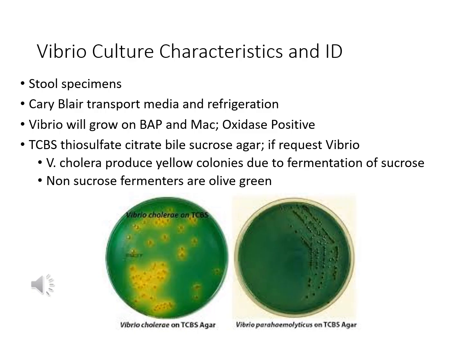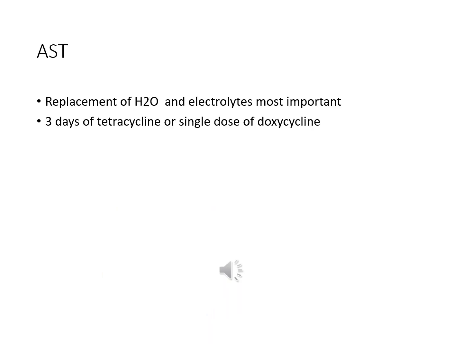Vibrio cholerae will produce yellow colonies because they're able to ferment sucrose. And so this agar, as you see in the picture, starts out kind of as a dark green. And from there, it will turn to yellow as it ferments the sucrose. Treatment for this is generally just going to be replacement of water and electrolytes because of that rice water stool. Patients will be extremely dehydrated. So if a patient does need to be treated, though, it will generally be 3 days of tetracycline or a single dose of doxycycline.